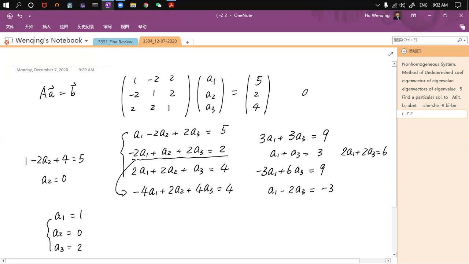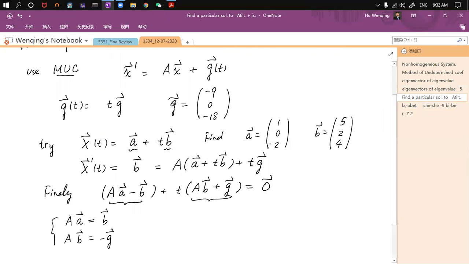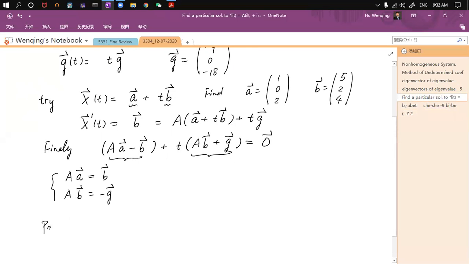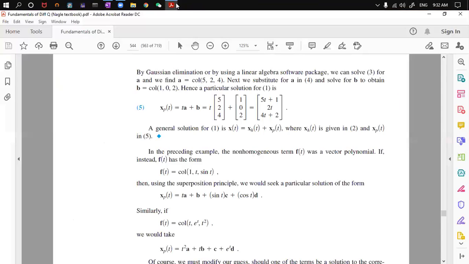So that means you have found your vector A also. It's 1, 0, and 2. Once you have this, you can see the particular solution by the method of undetermined coefficients is going to be given by x of t is equal to 1, 0, and 2 plus 5, 2, and 4 multiplied by t. So that's going to be the particular solution.